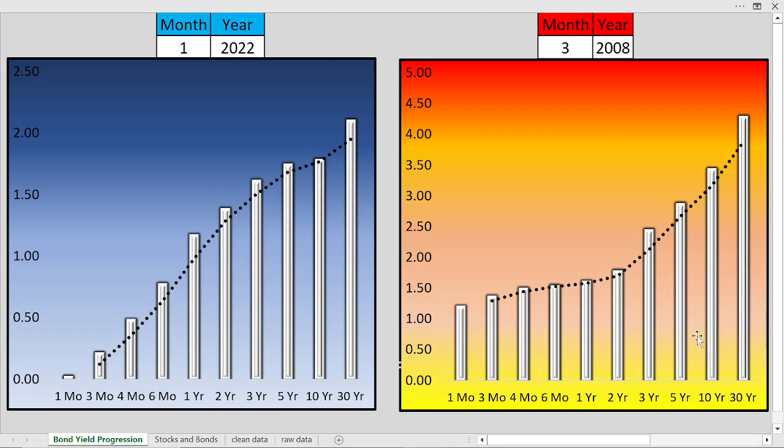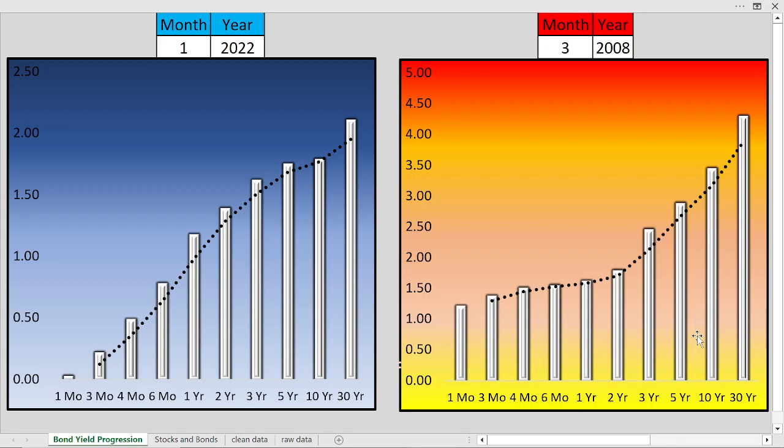Welcome back. Given that the inverted bond market and the overall bond market activity lately has been so active, I thought it might be helpful to introduce this. This is actually something brand new that I've been working on for quite a while.